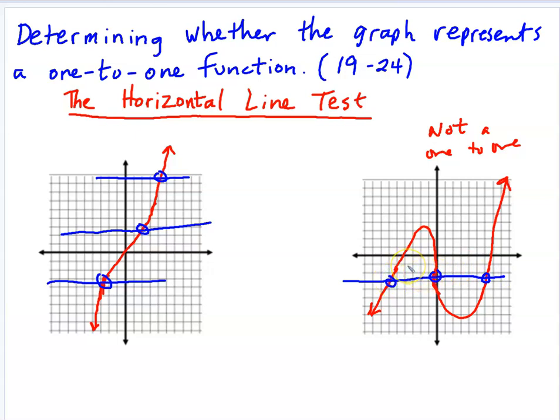So you may remember the vertical line test from Algebra 2. That tells us whether or not a graph is a function. Well, the horizontal line test will tell us if the function is one-to-one.